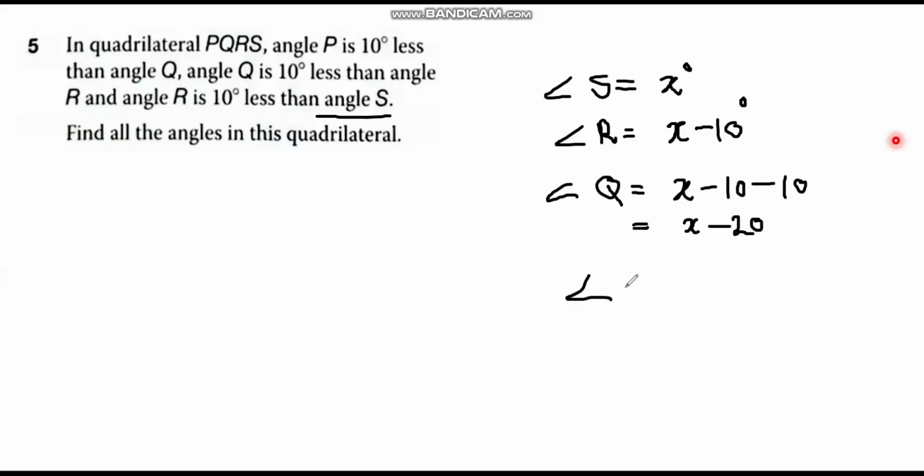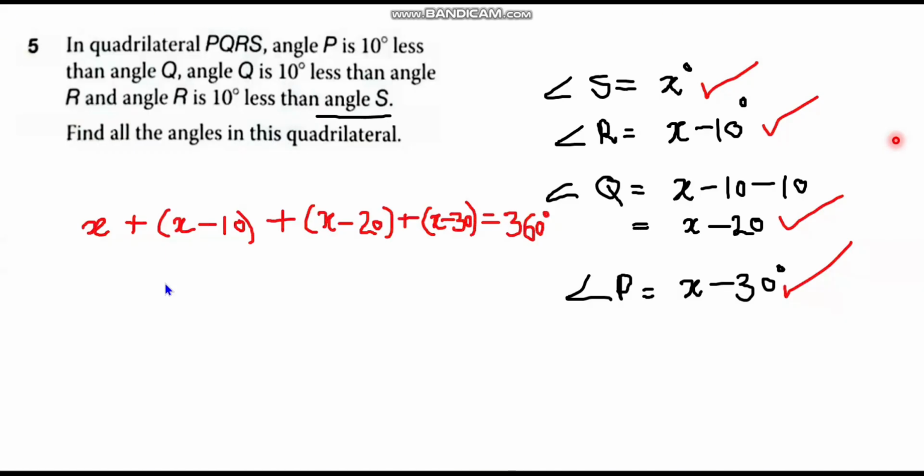Now, the angle P is further 10 degrees less than the size of angle Q, means we can write it as x minus 30 degrees. Now, if we add all the angles S, R, Q, and P, they all should add up to 360 degrees. So if I write down the equation: x plus x minus 10 plus x minus 20 plus x minus 30 degrees equals 360.